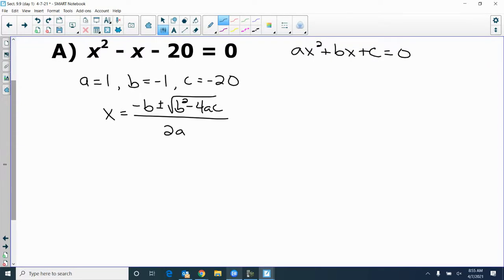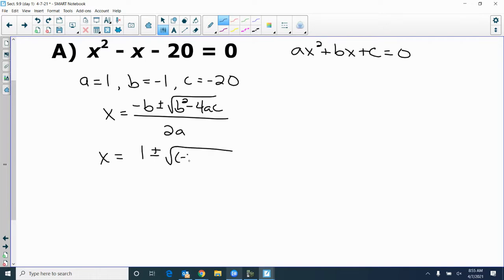And now you plug in everything where it goes. Now it might be easier here. It says the opposite of b. If b is -1, it's going to become what? Instead of -1, it becomes +1. Go ahead and make it a 1. Plus or minus b squared.